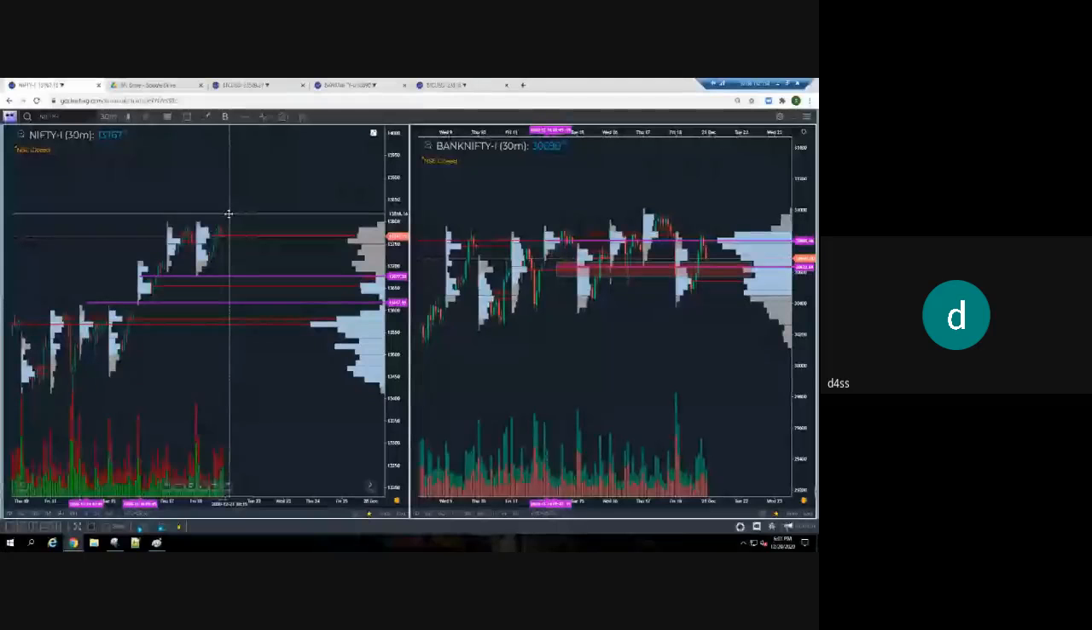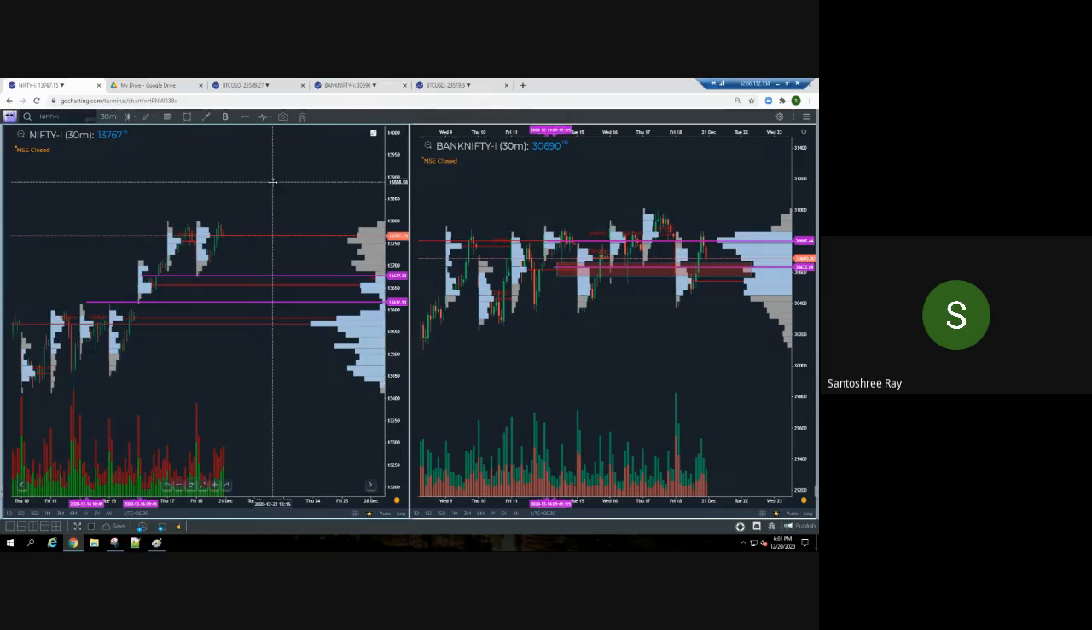As Rafaji just mentioned, above 30,850 we have an upside for 31,000 also, because that is a poor high which is visible on the micro profile chart. Am I right? Yep. Okay, just a moment. Let me know if you can see the charts. Yes, we can. Okay, perfect.